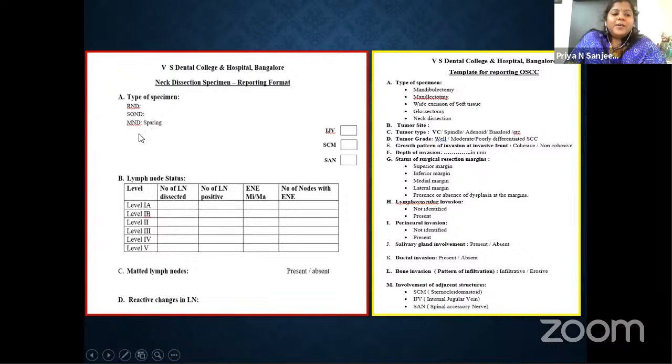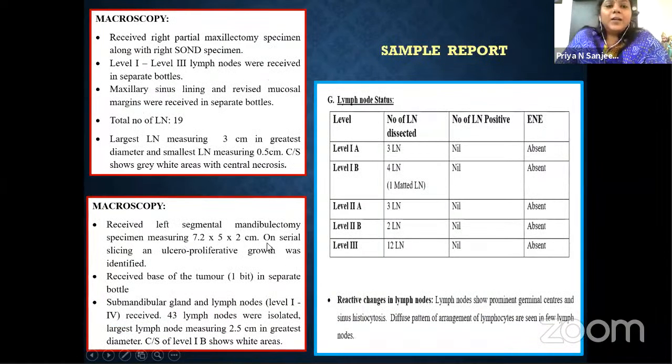So in modified neck dissection, usually one of the non-lymphatic structures is spared. So you can have these boxes to write which is spared, whether it's IJV or SCM, spinal accessory nerve. And we get mostly specimens of SOND, where level 1 to 3 group of lymph nodes are involved, that can be mentioned in this template. So just a sample report to tell how to write the macroscopy.